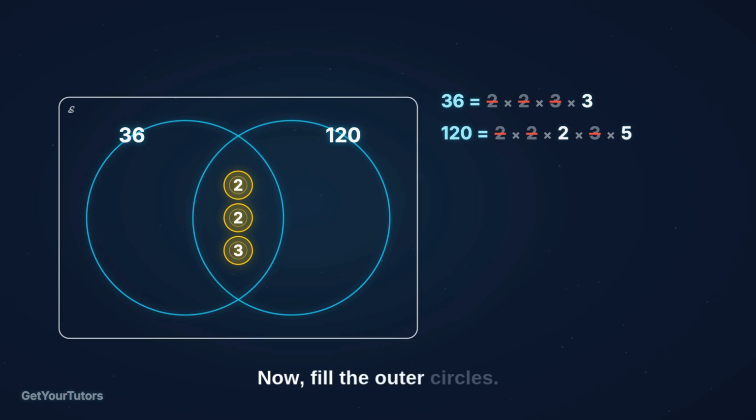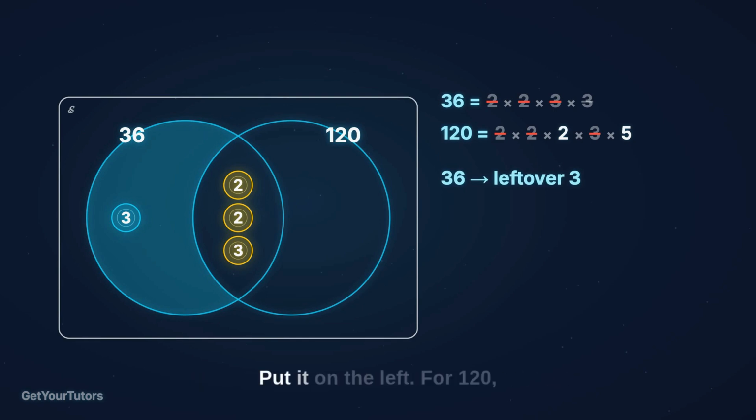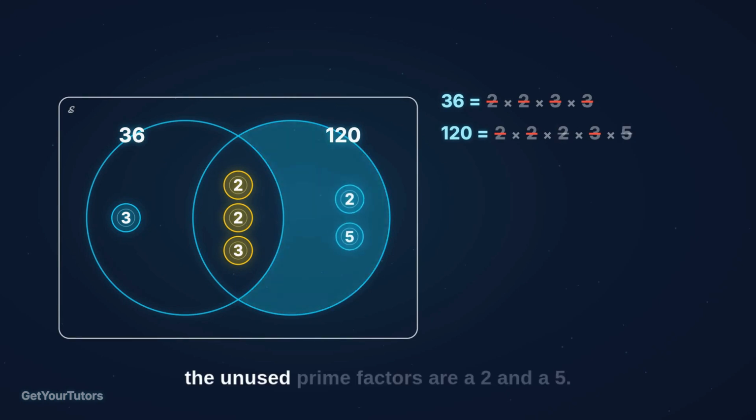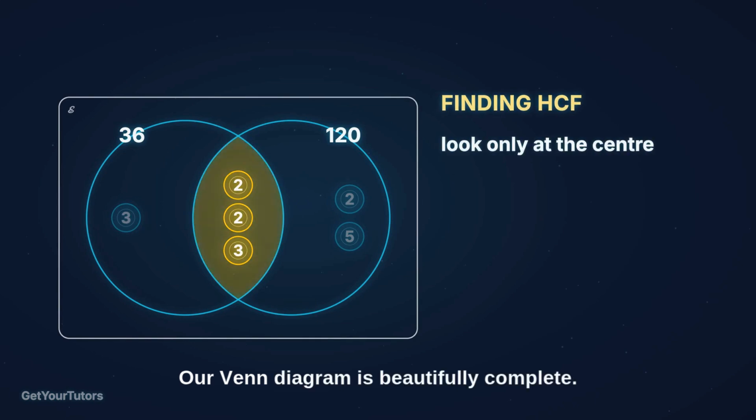Now, fill the outer circles. For 36, the only unused prime factor is a 3. Put it on the left. For 120, the unused prime factors are a 2 and a 5. Put them on the right side completely. Our Venn diagram is beautifully complete.